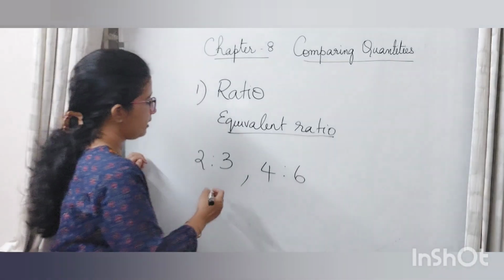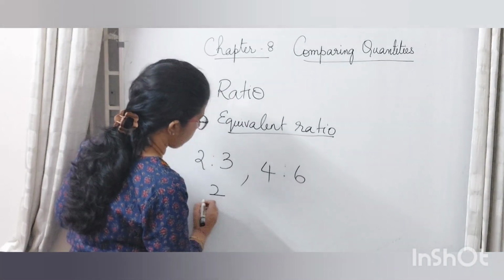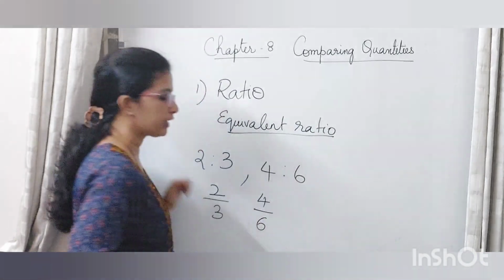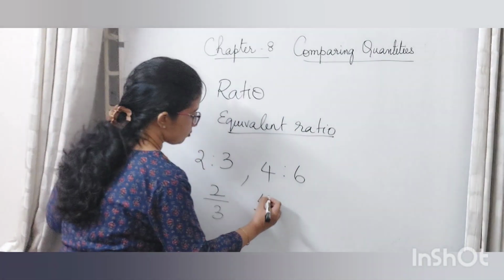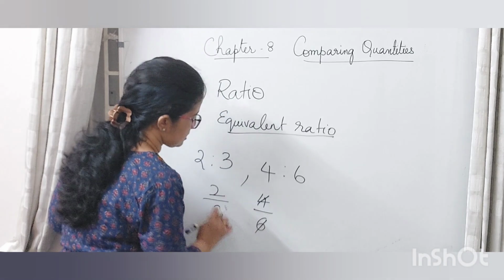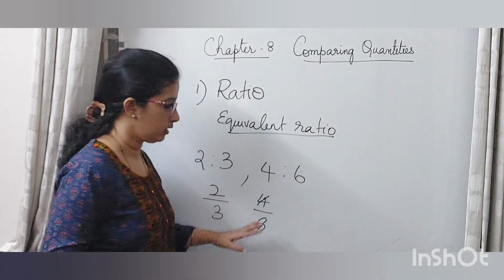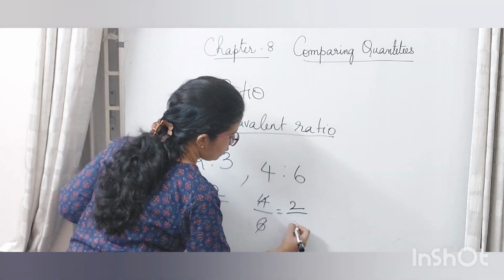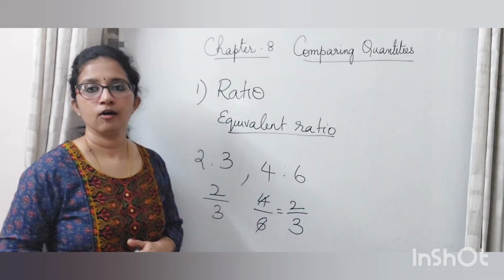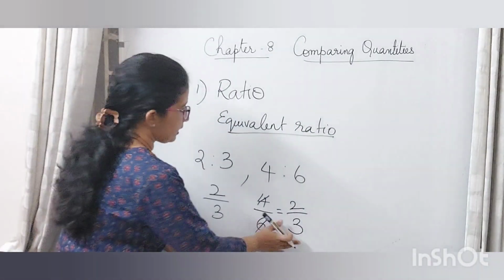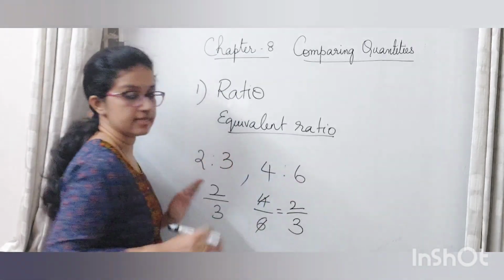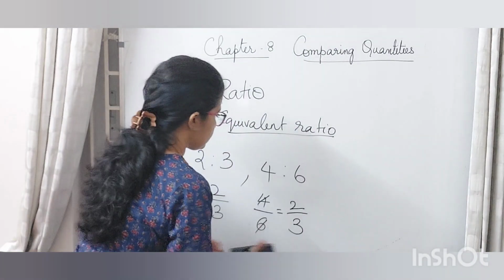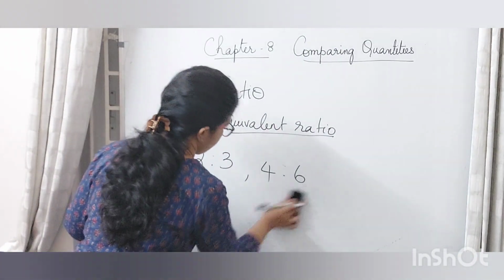So how to find it? First, write the fractional form of this, 2 by 3 and 4 by 6. Now convert this into its standard form. 2 by 3 is already in its standard form or simplest form. This 4 by 6, if we convert into standard form, you will get 2 by 3. Since both are equal, these two ratios are said to be equivalent ratios. Now let's take another example.